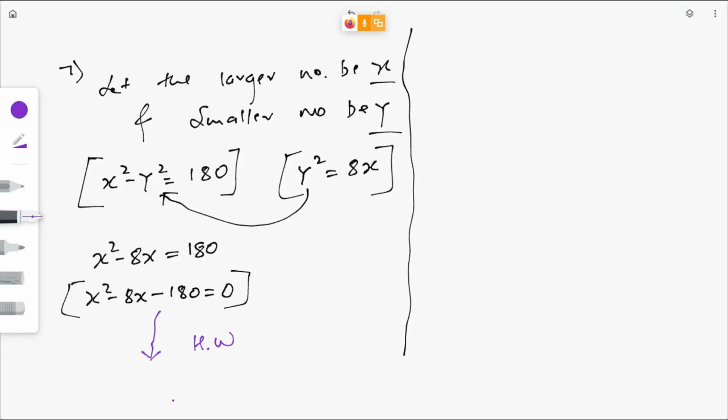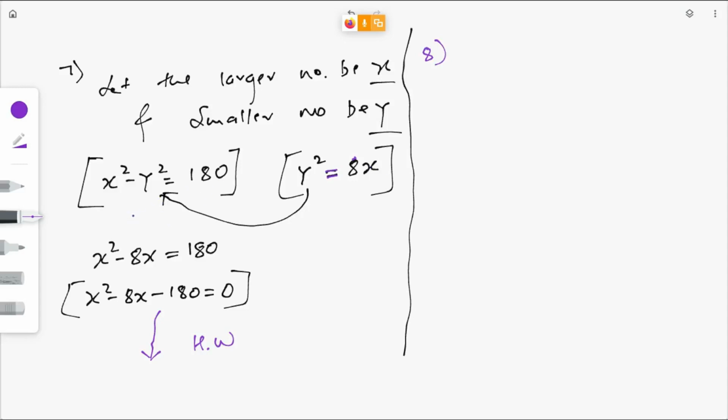So what is the smaller number here? The y. Y is the smaller number. So as per the statement, the square of this y is equal to 8 times the larger number. You need to write y square is equal to 8 times the larger number, that is x.